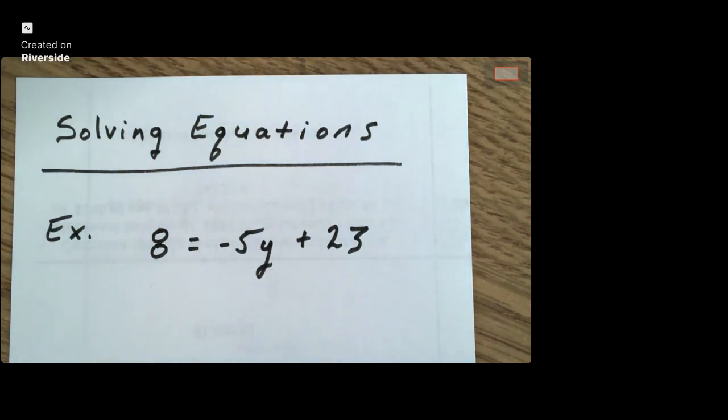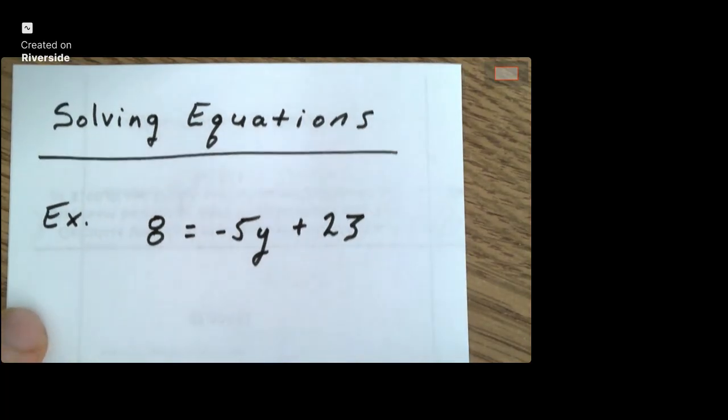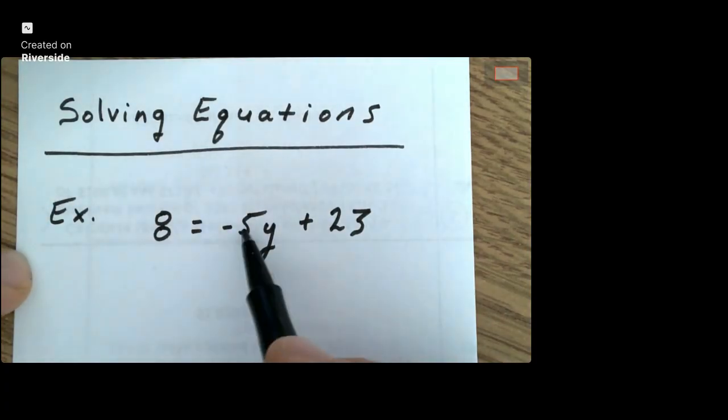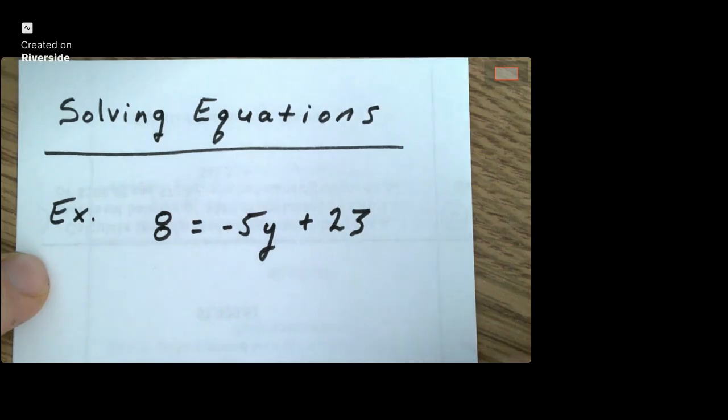All right, guys, let's talk about solving two-step equations today. I'm going to give you my twist on this, okay? So we got an example here already written out: 8 equals negative 5y plus 23.